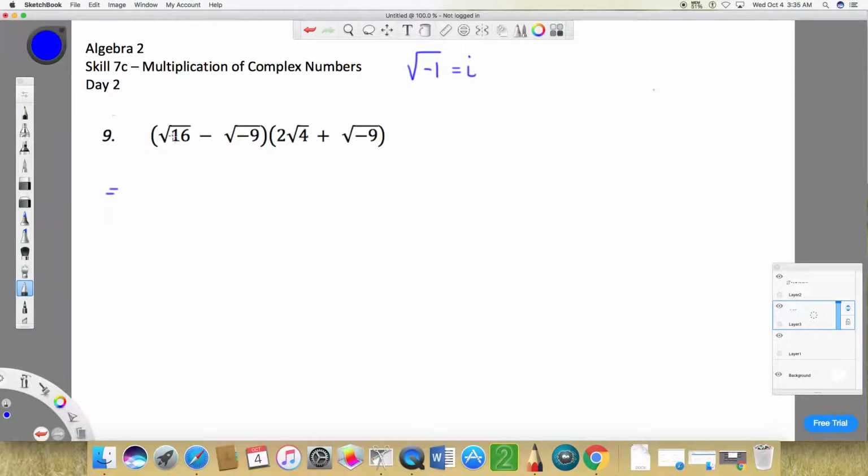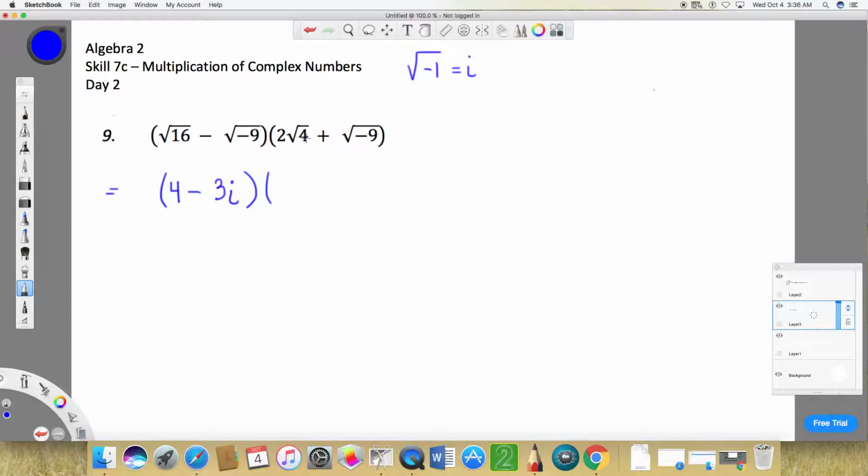So in this first binomial, the very first term here is asking what's the square root of 16. Well, there's no negative associated. The square root of 16 is simply 4. And then over here, we have the square root of -9. The negative radicand is going to introduce that imaginary unit into our answer. And the square root of 9 is 3.